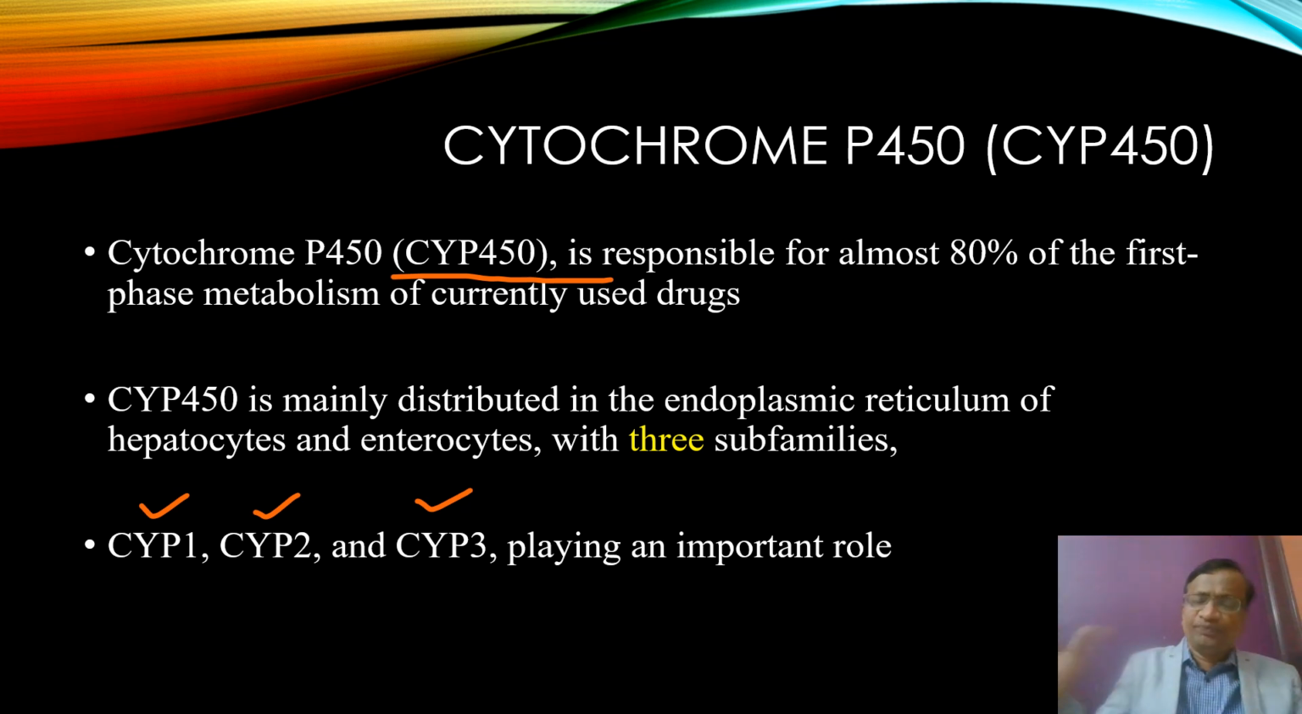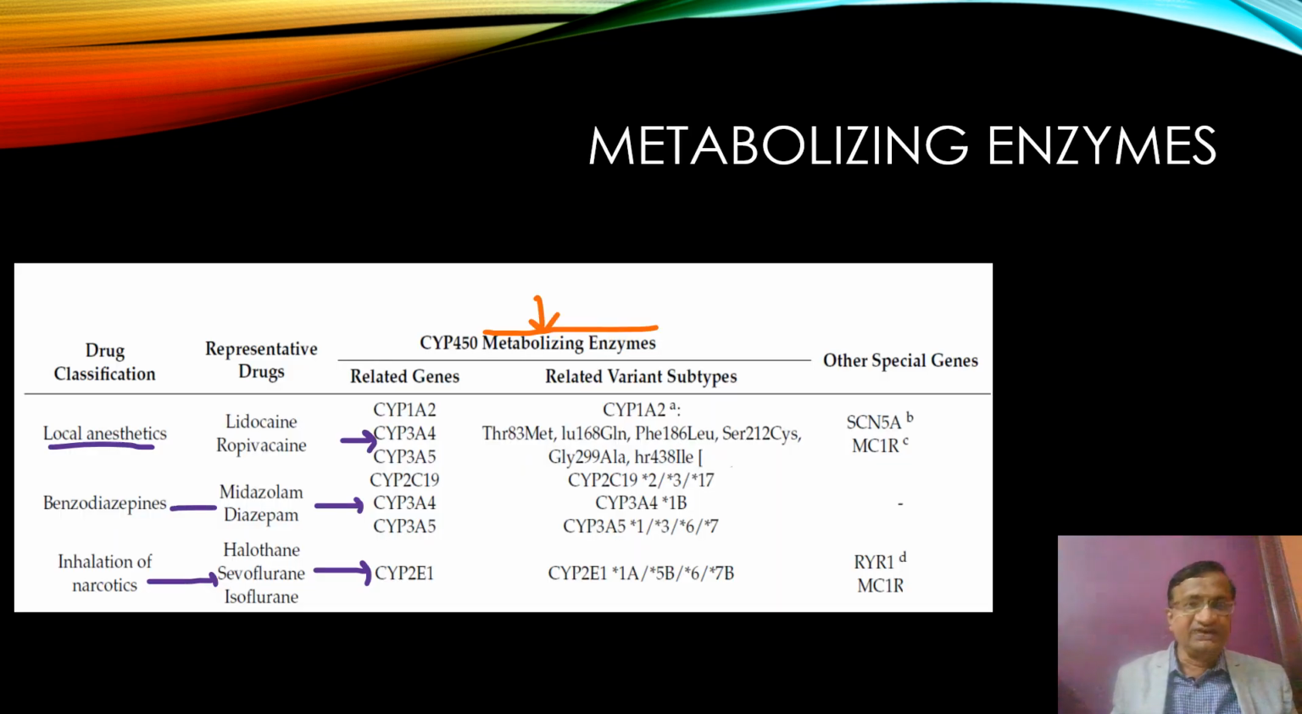Now we have cytochrome P450, which everyone knows is responsible for almost 80% of the first phase metabolism of currently used drugs. Whatever the drug, cytochrome P450 metabolizes it in the end. It has 3 families, CYP1, CYP2 and CYP3, which have many subdivisions. These are the metabolizing enzymes.